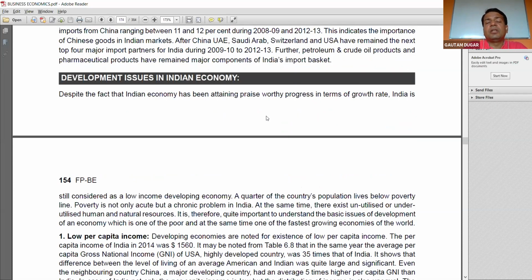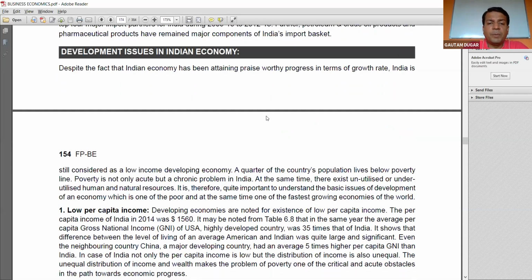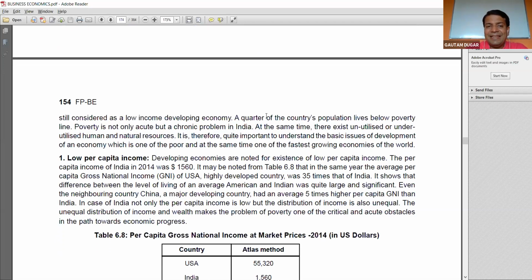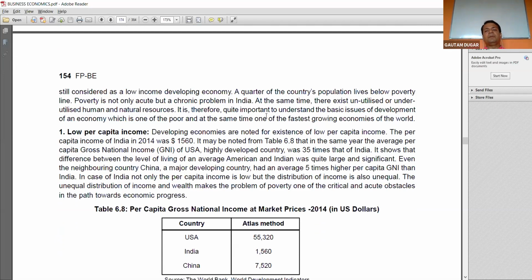Now, the challenges of development in the Indian economy. One was low per capita income. The per capita income of India was one of the lowest. Like the data given for 2014, the per capita income was $1,567. A person was earning only $1,567 per year, and the per capita income of the US is almost 35 times that. Just see how rich they are and how poor we are.